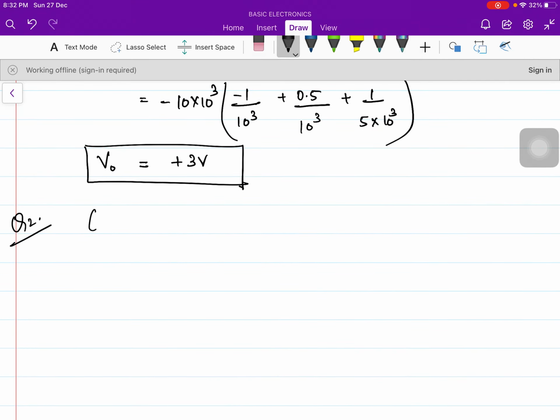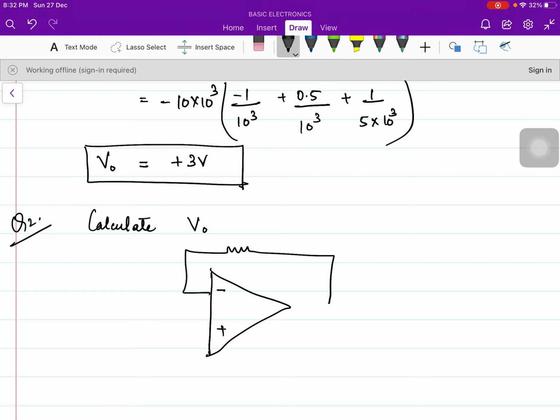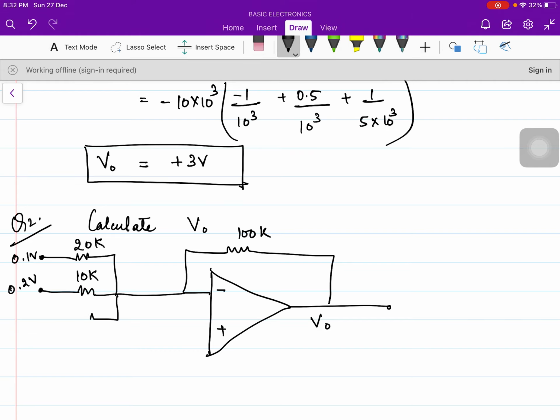Now similarly, let us do another numerical. Again we are asked to calculate V0. Circuit given is like this. 0.2 volt, and here we are having 10K, here 50K and 0.3 volt.